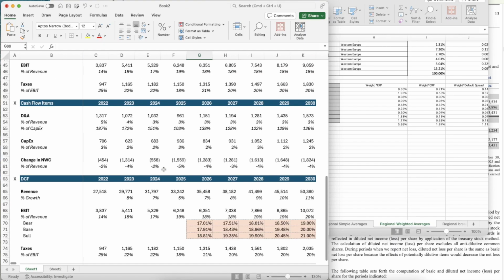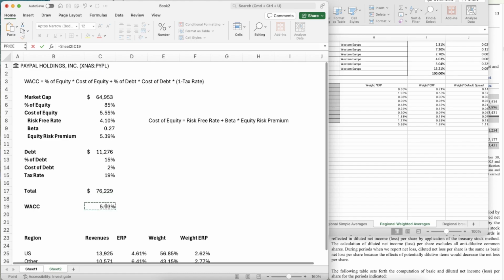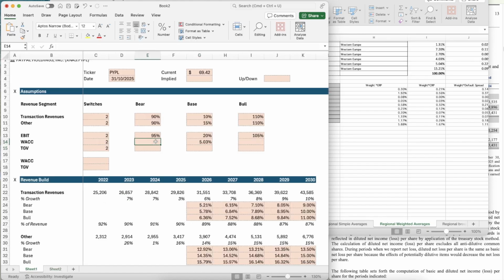So we come back onto the other page. We go equals. Just put it equal to what we've just calculated. There we go. And we'll put a bearish scenario of plus 0.5%.